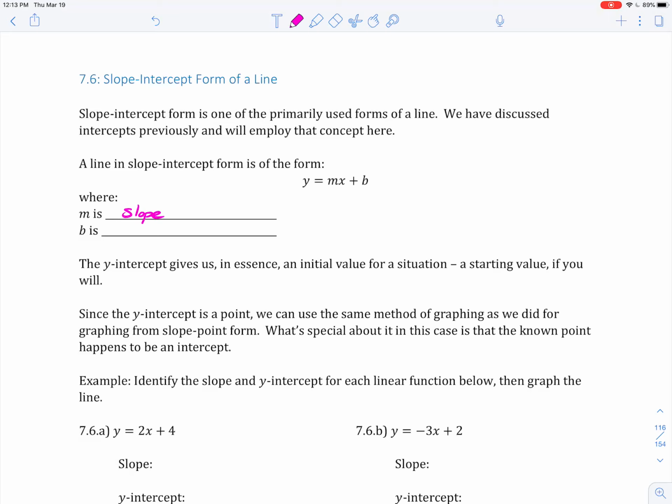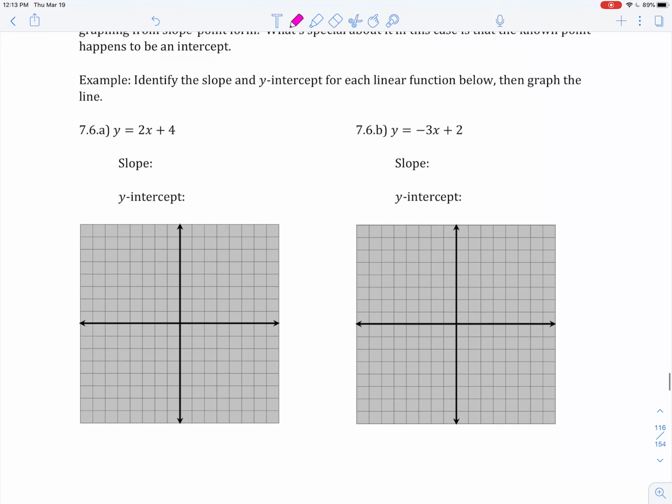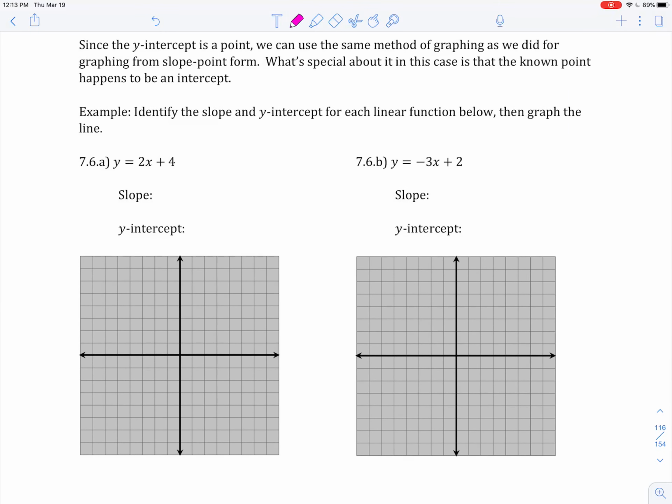But what this stuff means: x and y still mean the points x, y. M is still your slope. And this thing that's labeled as b is actually the value of your y-intercept. That y-intercept is essentially a starting point. It's a point that we can graph on the line right away and then possibly use the slope to get some other points. It's pretty wicked. I will take you through one whole graphing example.